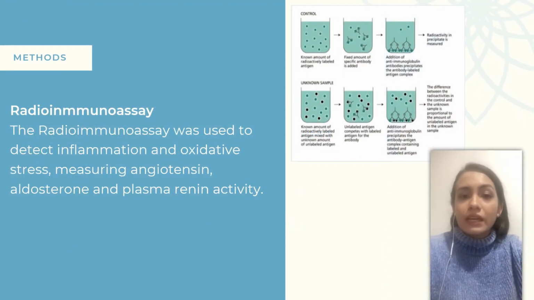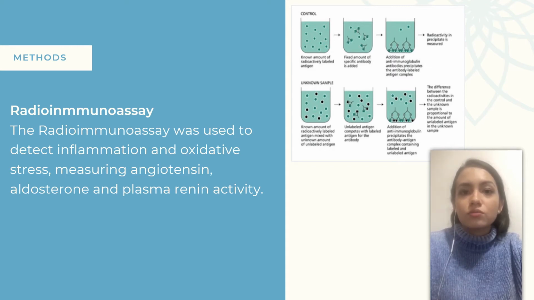In the radioimmunoassay, the immunoassay is labeled with a radioactive compound. The labels can be beta or gamma radiation. They can be equilibrium assays, where the labeled and unlabeled antigen compete for the antibody to equilibrium, and sequential assays, where the unlabeled antigen is exposed to the antibody for saturation. The radioimmunoassay was used to detect inflammation and oxidative stress, measuring angiotensin, aldosterone, and plasma renin activity.